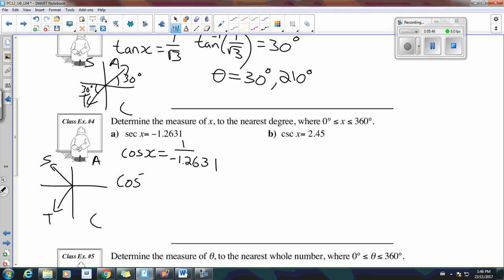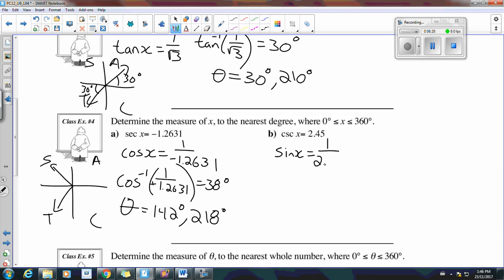We then type this into our calculator. Inverse cos, sorry, we'll type in just the positive number, otherwise it doesn't give us the reference angle. So we type in 1 over 1.2631. And this tells us our reference angle to the nearest degree is 38 degrees. So what are our solutions then? Well, in quadrant 2, we're going to go 180 minus 38 to get our answer of 142. To get the answer from quadrant 3, we're going to go 180 plus 38, which gives us the answer of 218.